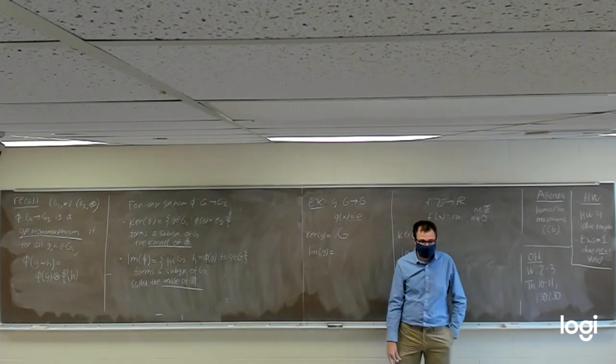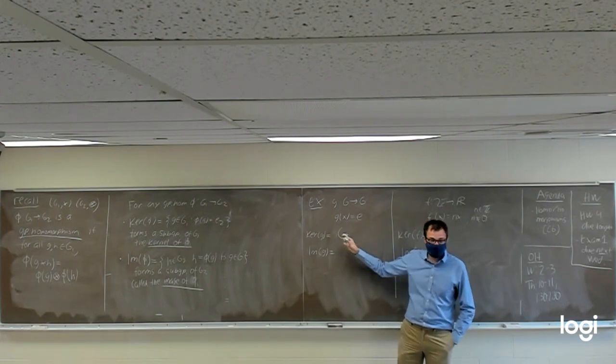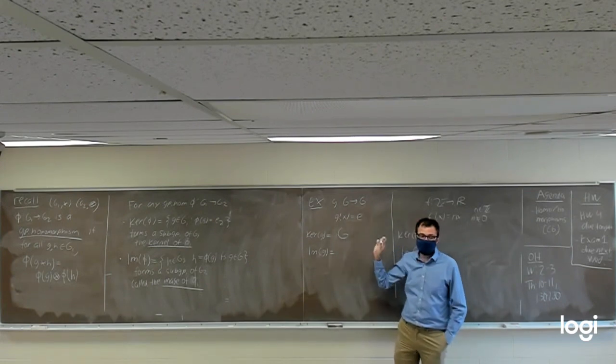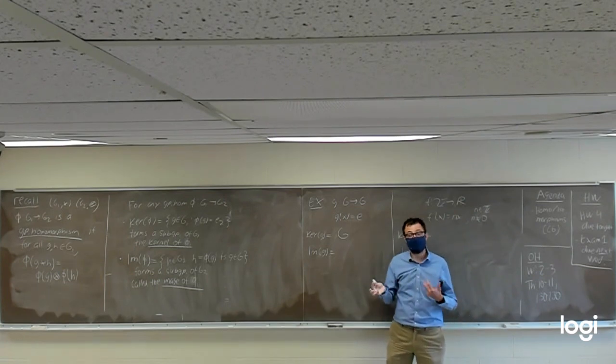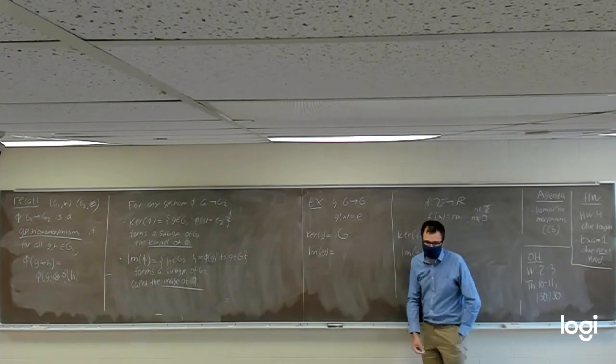Oh, we're doing the second one. Good. The first one is just the identity, and for the second one, if everything maps to the identity, then by definition the kernel has to be the entire group. How about the image of this map?